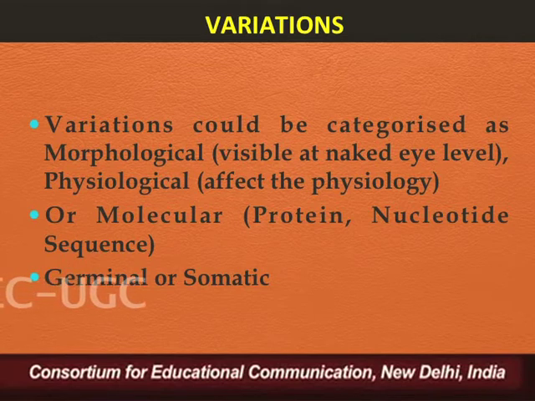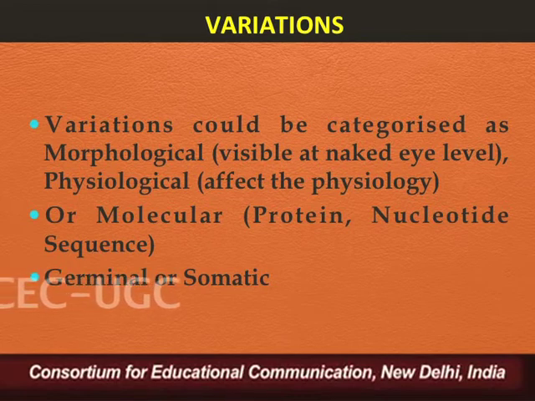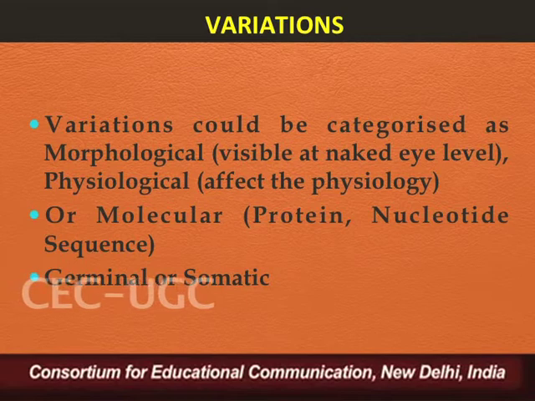Now, one very important differentiation of variation which we need to make is germinal or somatic variations. When we talk of somatic variation, these are the variations which occur in the somatic cells, whereas germinal variations are the ones which occur in the germ cells. So if there is a difference in genes at the germinal level, then only that difference can be passed to the next generation. If there is a mutation in genes in the somatic cell, that will not be passed on to the next generation, and it will die with the individual.